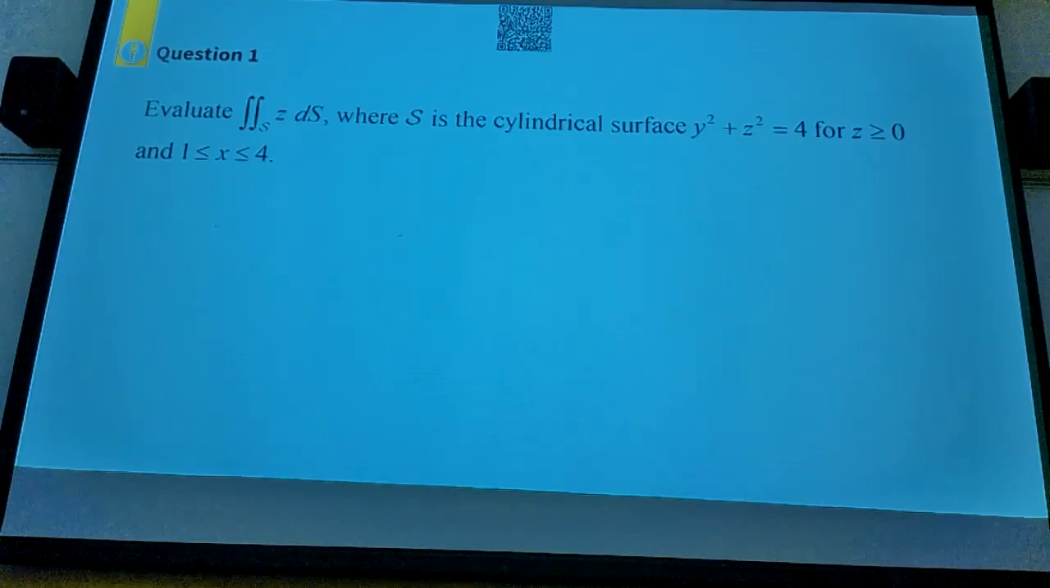But let's start with some scalar surface integrals. We'll eventually work our way up to flux. Probably tomorrow. Once we evaluate z along the surface of the cylinder, y squared plus z squared equals 4, for z greater than 0, and x between 1 and 4.